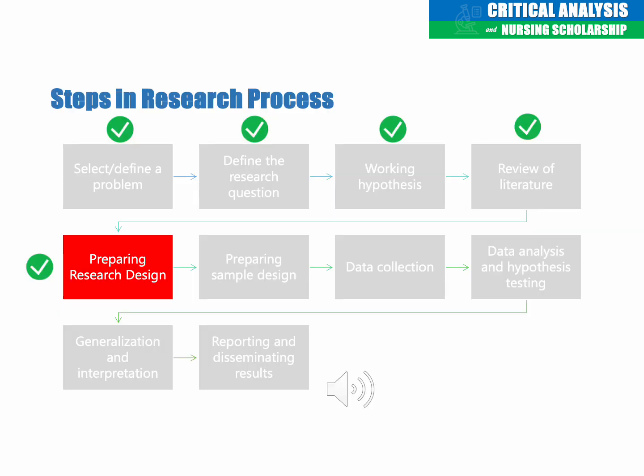Now let's go back to the steps in the research process and see where preparation of research design comes in. In our previous discussion, we started with the selection and defining of a problem. After we defined and selected the problem, we defined the research questions and formulated the research purpose. After that, we formulated our hypothesis and conducted a review of the literature. After doing those four initial steps, the next step in the process is preparing the research design.